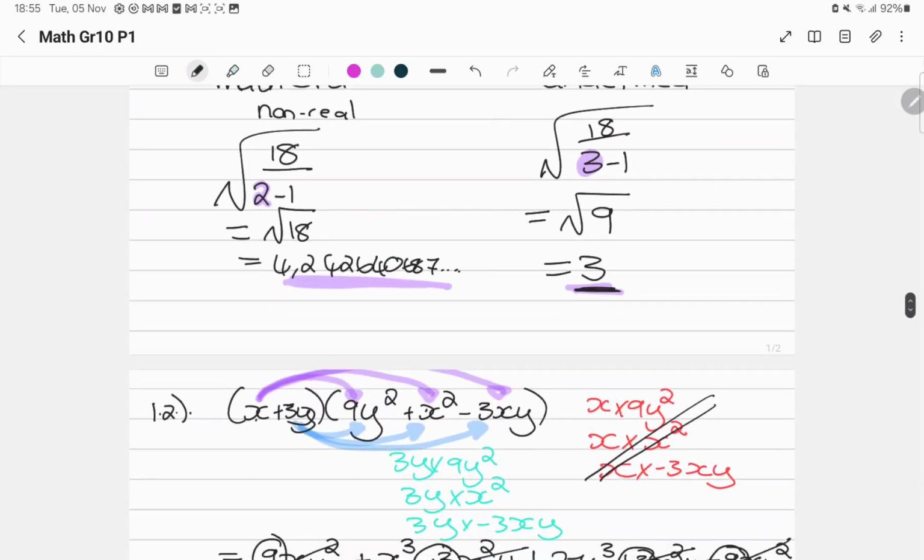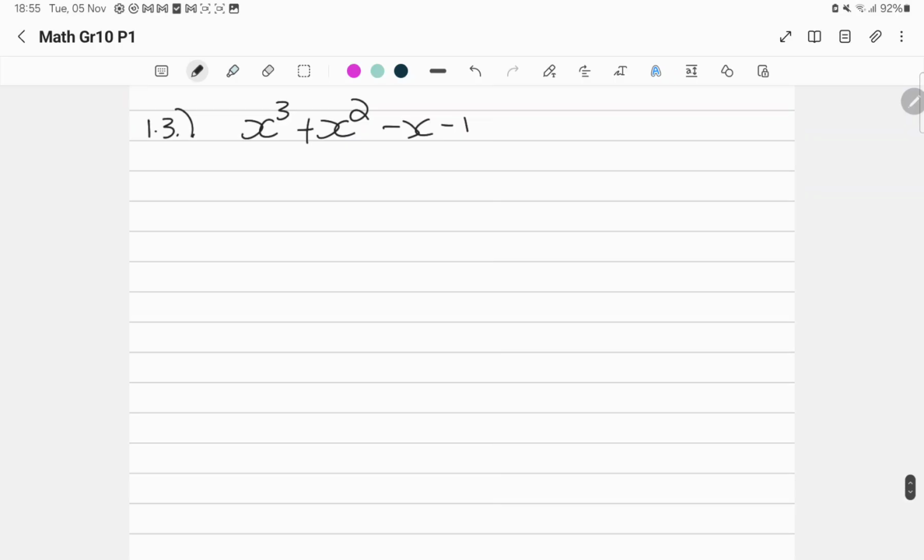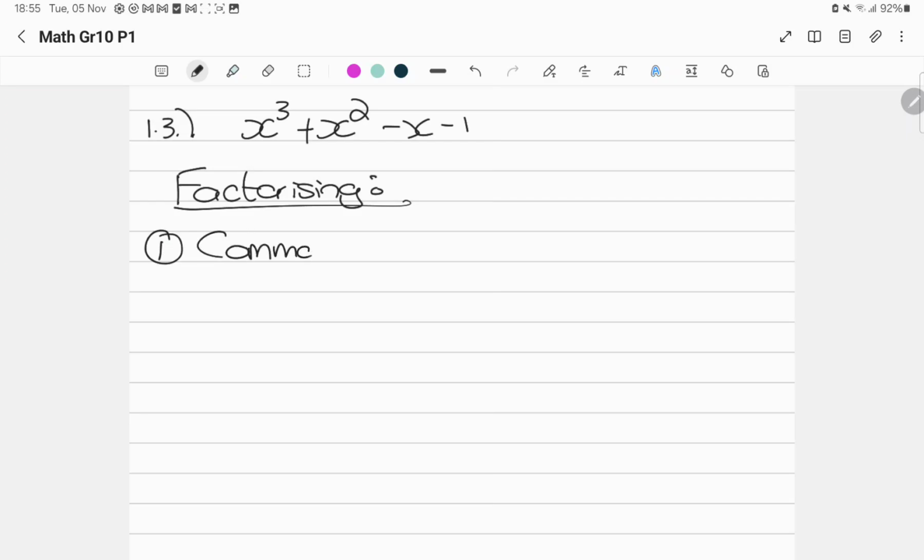Alright, so let's quickly have an overview of what factorization is. Remember with factorizing, you have 5 methods. Your first method is a common factor. You always first start by looking, is there a common factor? Then the second one, if you have 2 terms, you start looking, maybe I have the difference of 2 squares.